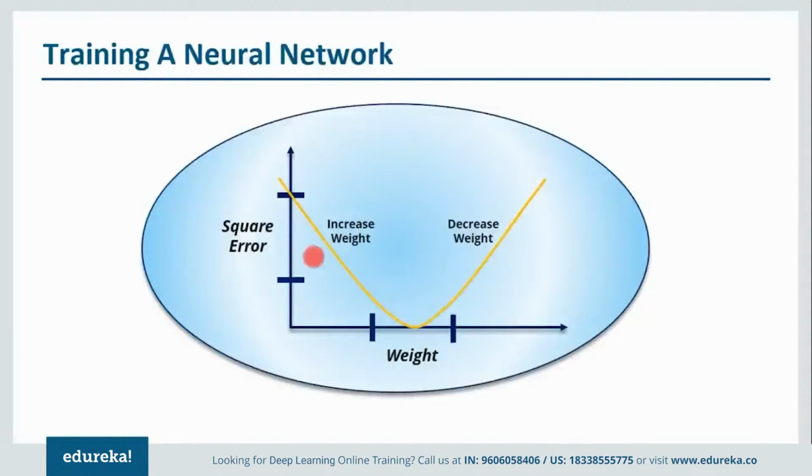This is a graph of square error versus weight. Suppose your square error is somewhere here and your computer starts increasing the weight in order to reduce the square error. It notices that whenever it increases the weight, the square error is decreasing. So it'll keep on increasing until the square error reaches a minimum value. After that, when it tries to still increase the weight, the square error will increase. At that time, our network will recognize that after this point, increasing the weight increases the error. Therefore, it will stop right there and that will be our weight value.